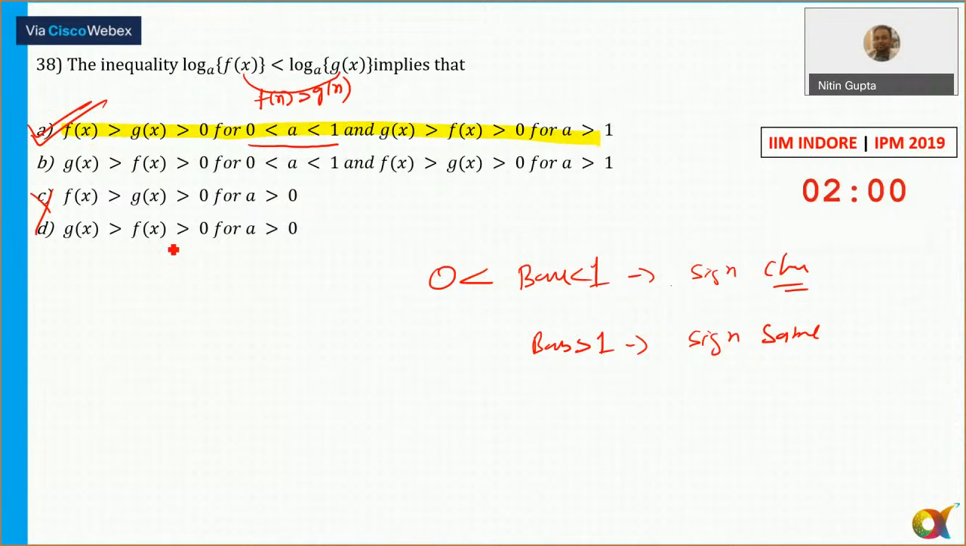Option number B, here the sign is getting changed. So this is not the correct answer. So can we move to the next question now?